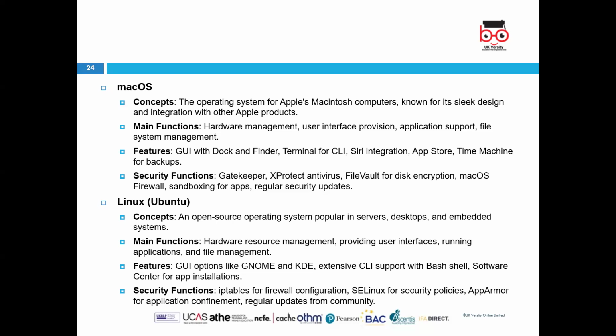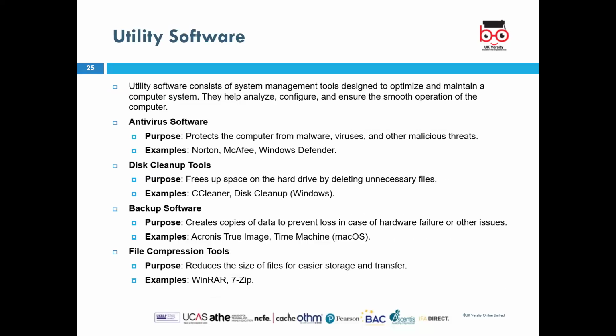Linux, Ubuntu. This works a bit differently from Mac and Windows. This operating system is open source and is popular in server, desktop, and embedded systems. So people that have the ability to work with the Linux operating system find themselves able to do more stuff compared to people that just have Windows and Mac knowledge. With utility software again, we will explain that these are tools designed to optimize and maintain computer systems. Examples are antivirus software, disk cleanup tools, and backup software.